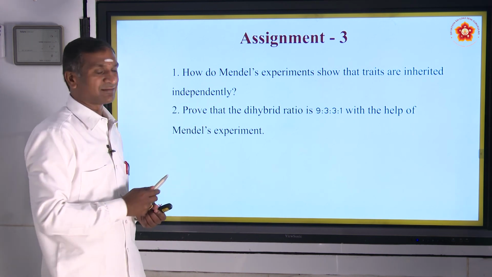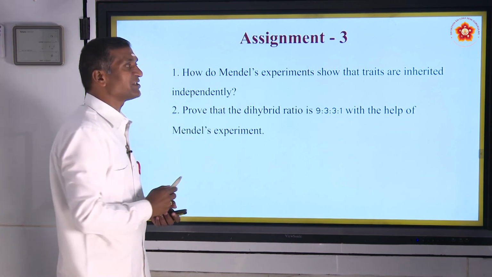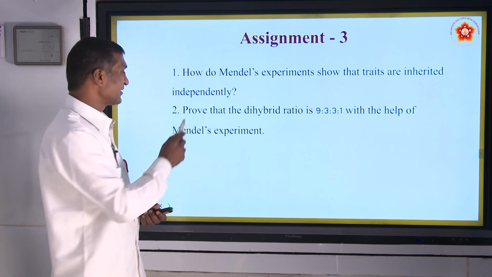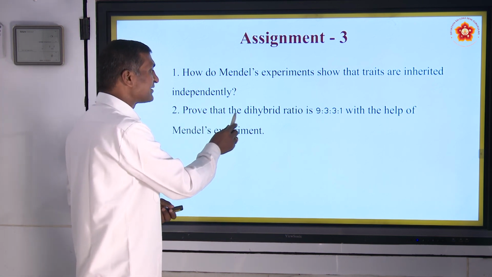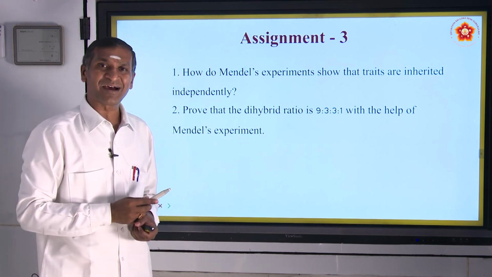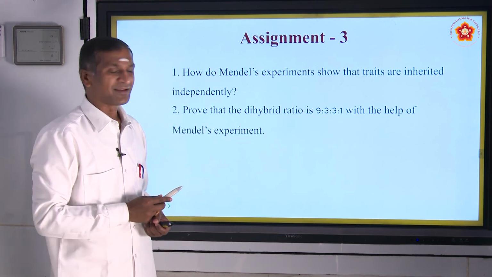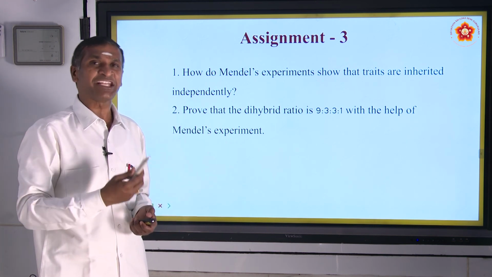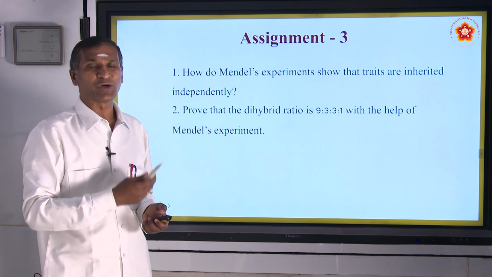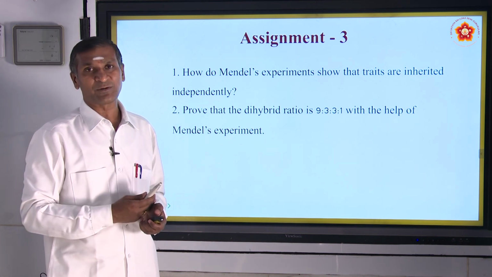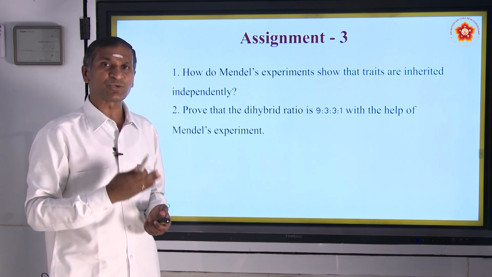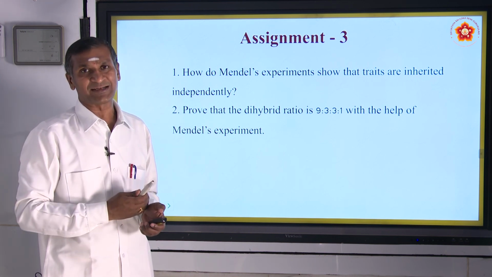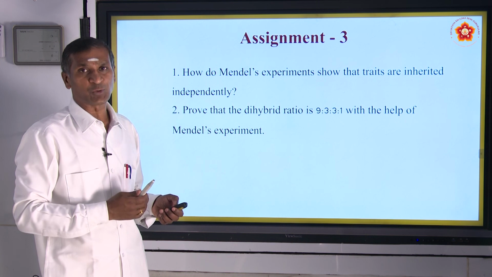Question number 1. How do Mendel's experiments show that factors are inherited independently? Second question. Prove that the dihybrid ratio is 9:3:3:1 with the help of Mendel's experiment. You can select any 2 characters and work out. Write the checkerboard. Practice by selecting 2 to 3 times. You go on practicing. Practice will make you perfect.